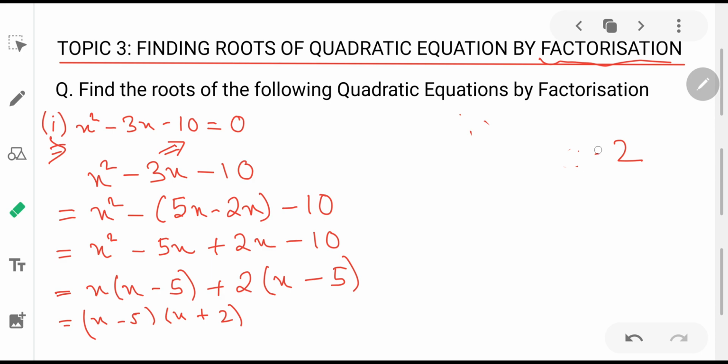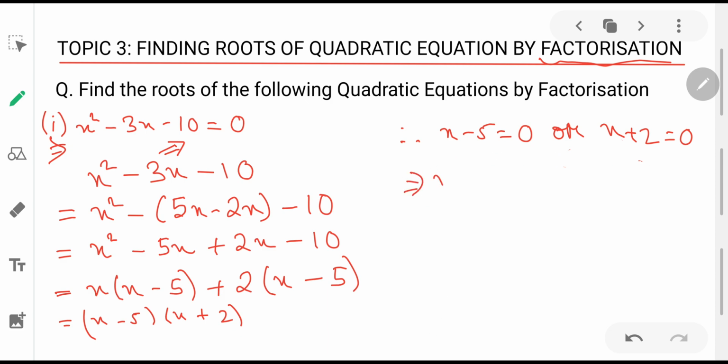After that, what do we need to do? We need to find out the zeros or the final part of this particular solution. Now, how to find out the final part? You will write it as follows: x minus 5 equals to 0 or x plus 2 equals to 0. Obviously, we will write it below, but since I lack space, I am writing it here.